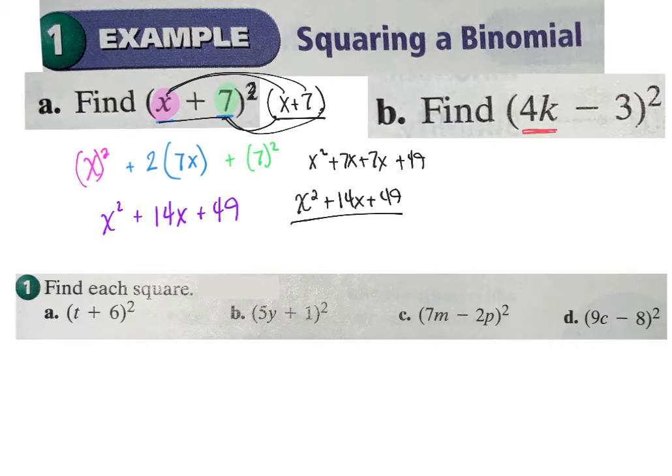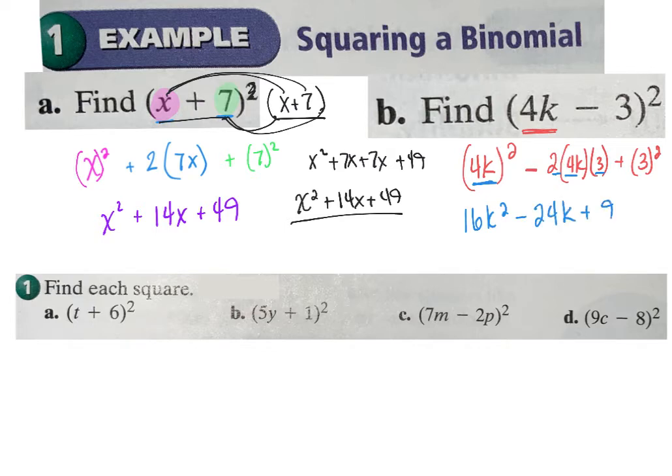We have 4k is our initial, so 4k, and we're going to square that. Minus, so we're going to leave that a minus, and we're going to say 2 times 4k times 3. And then we're going to square the 3. So our answer here is going to be 4k squared. What happens there? Square your 4 as well, right? So we have 16k squared. What is 2 times 4 times 3? Right, so we get 24, and then we get plus 9.